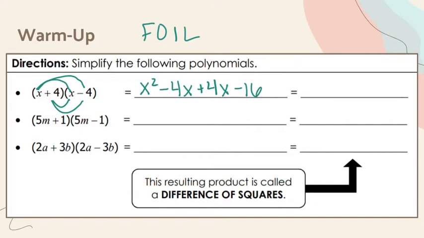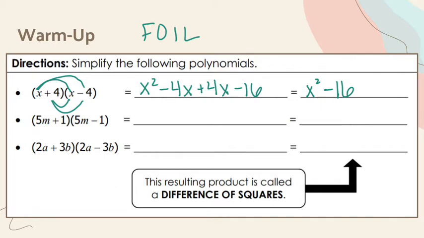Then whenever we simplify what we have and combine like terms, we're going to get x squared, but then negative 4x plus 4x is just 0. So then we have minus 16. And if you look, difference means subtraction. And squares means that we can take the square root of those things. And x squared is a perfect square because the square root of x squared is just x. And 16 is a perfect square because the square root of 16 is 4.